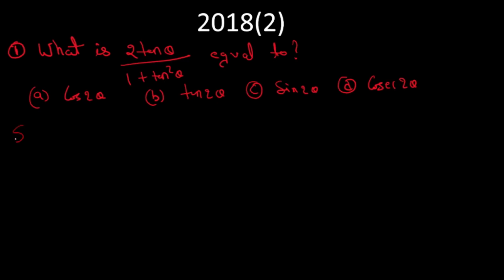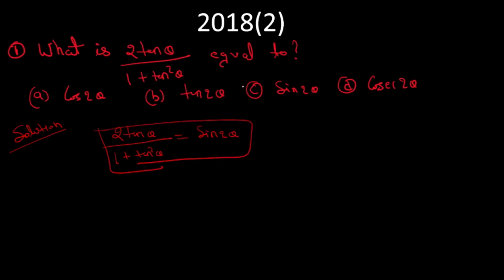2 tan theta over 1 plus tan square theta equals to... I think you know that formula. It is the sine 2 theta formula. So option C is correct, and I recommend that you memorize this formula.